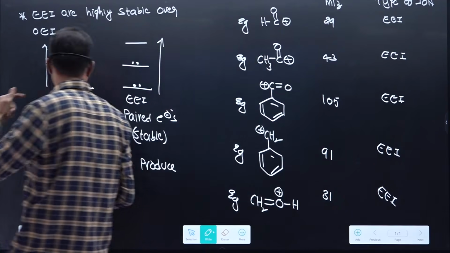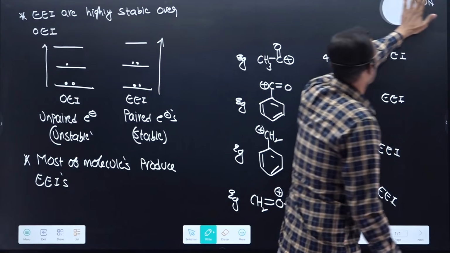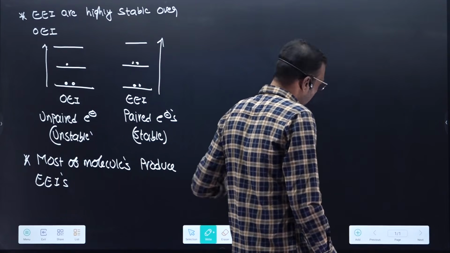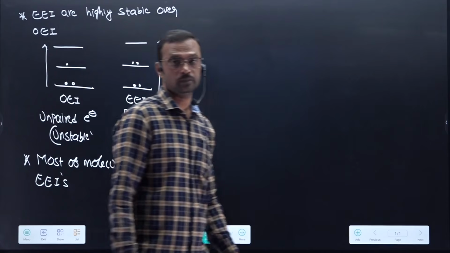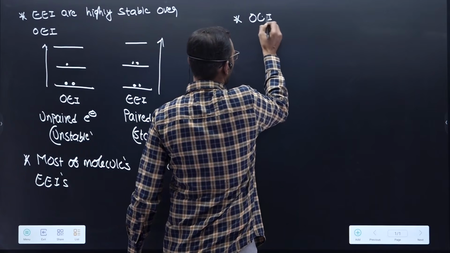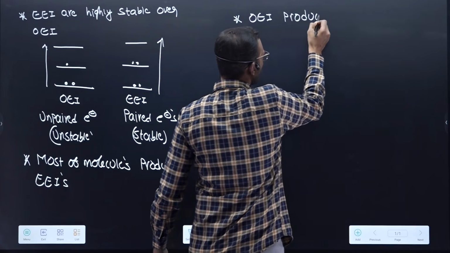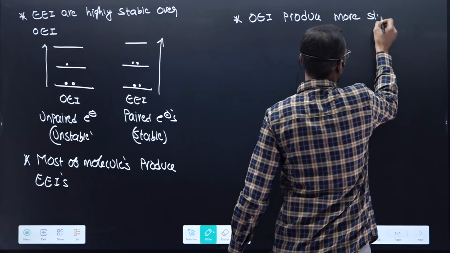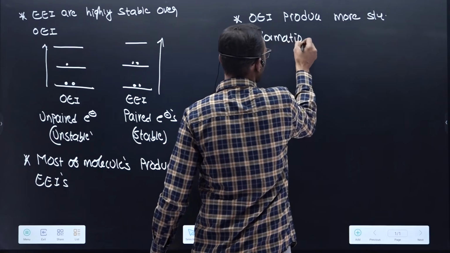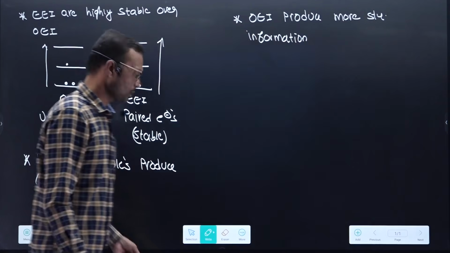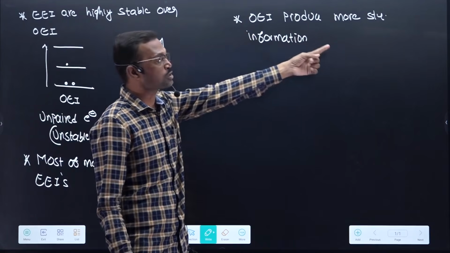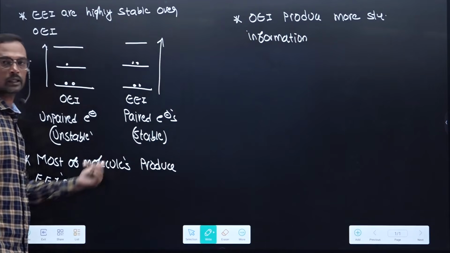If a molecule is giving an even electron ion, that fragment is found to be stable. But if any molecule is giving an odd electron ion, that is giving more structural information. So I can say that odd electron ions produce more structural information. If you want to get structural information, it is produced by odd electron ions, not even electron ions. Even electron ions give less information about the structure of a molecule, but odd electron ions give more information about the structure. But even electron is more stable than odd.